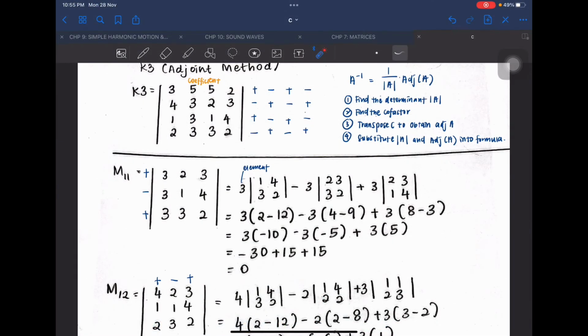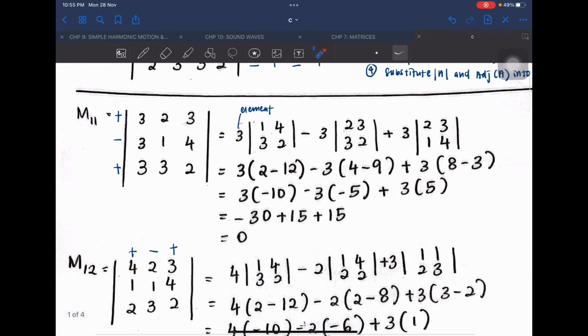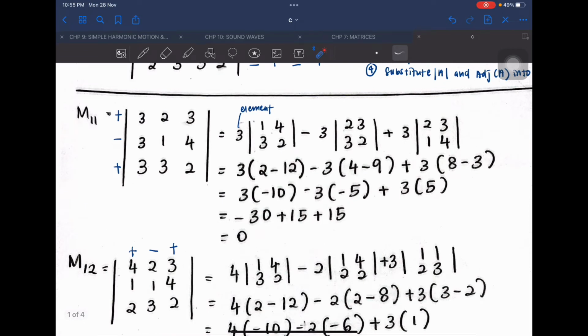So first, we want to find the determinant of K3. The first thing we have to do is take out the 3 by 3 matrix. So first we start with row 1 and column 1. This is row 1 and column 1. So we block out the row 1 and column 1, which gives us these elements. So we transfer it out and put it here. Once we take out those elements, we can find the value for this 3 by 3 matrix.